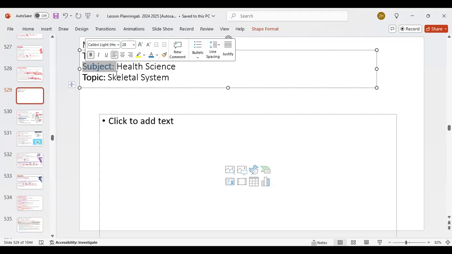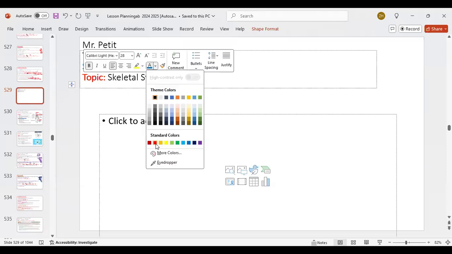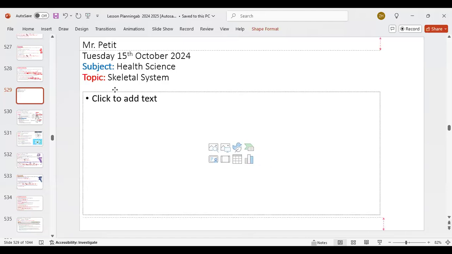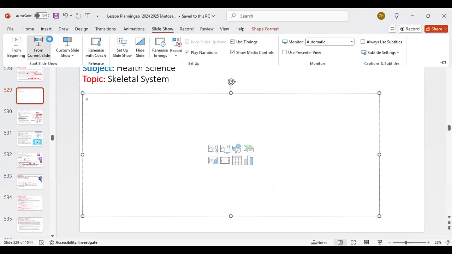So before I even start this topic, I want to know, what do you know about the skeletal system? What are some things you know that are interesting about the skeletal system? It gives the body shape. It protects the organs inside of the body. Exactly.